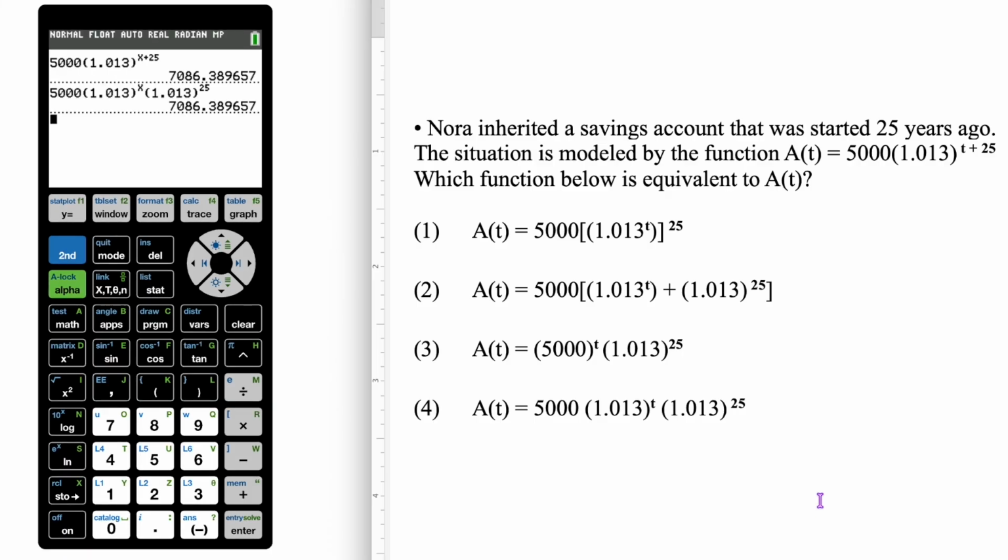You should have gotten through all 4 of these and found that the answer is number 4. If you did, you're on your way to solving a whole lot of problems on the Regents really easily. Good for you.